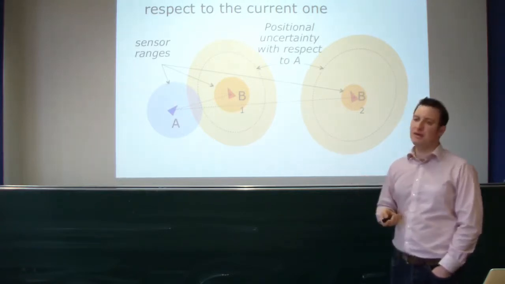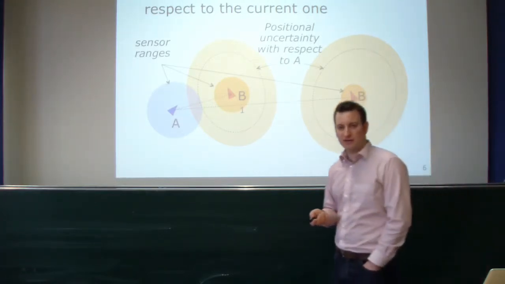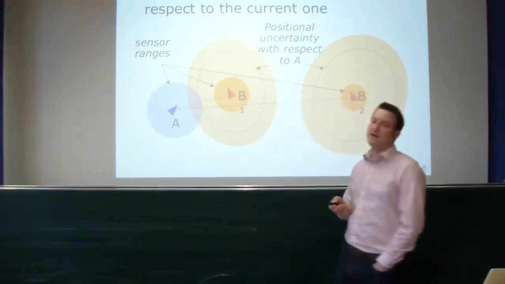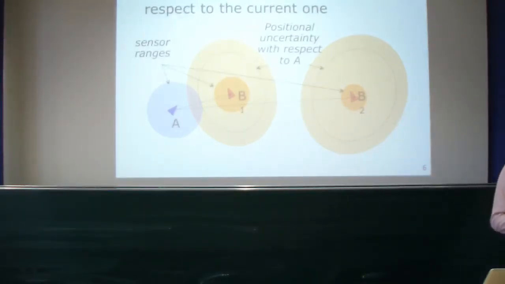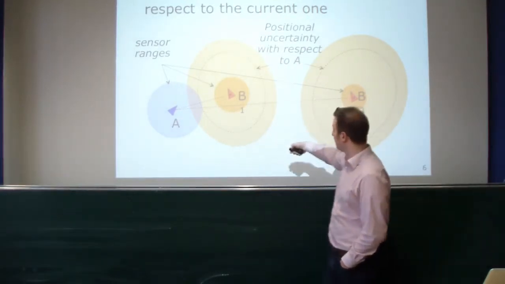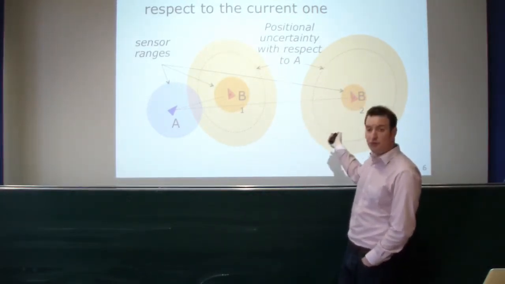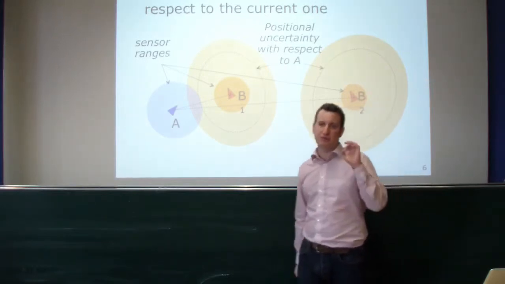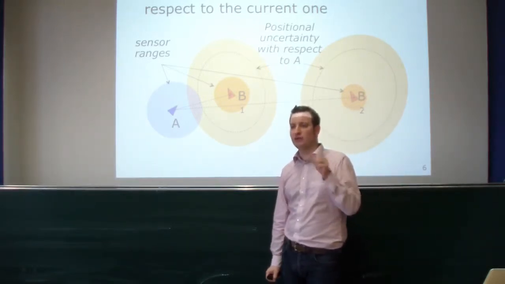So it may be that A and B are in the same area, in the same place, but A and B2 are very unlikely to be in the same place. Of course, if you have Gaussian distributions, there's always a non-zero probability that A actually matches B2. It may be possible, but the probability is very, very small.